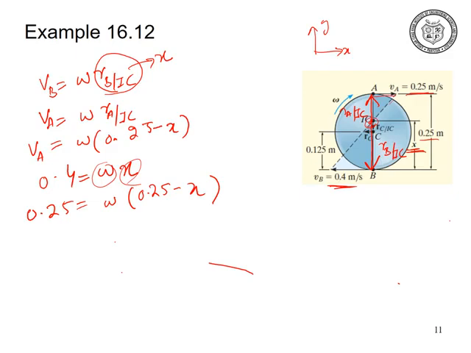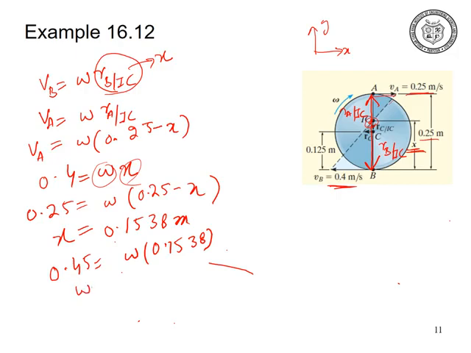After solving this, we get x equal to 0.1538 meter. By substituting the value of x in any of the above equations, let us say we substitute it in the VB equation, 0.4 equals omega times 0.1538. Here the omega becomes 2.6 radian per second and it acts in the clockwise direction. So this is the first part, in which we had to find the angular velocity for the cylinder.